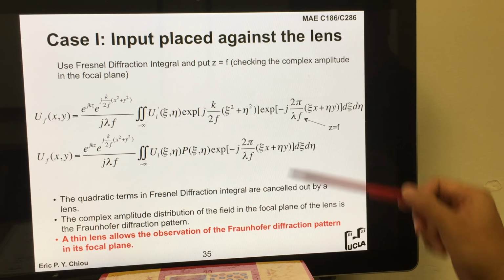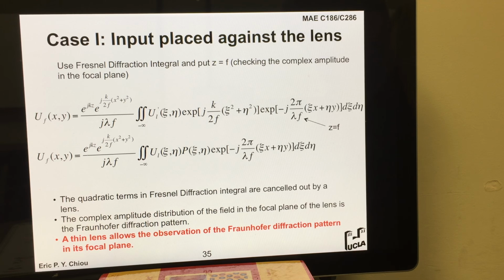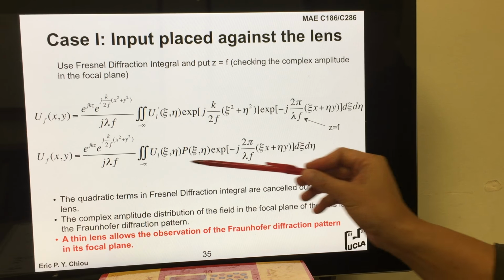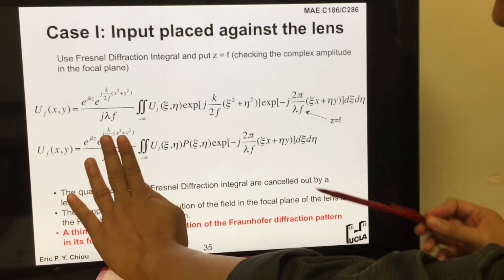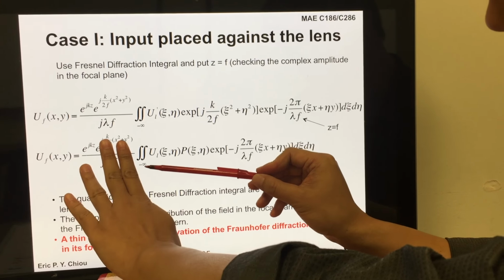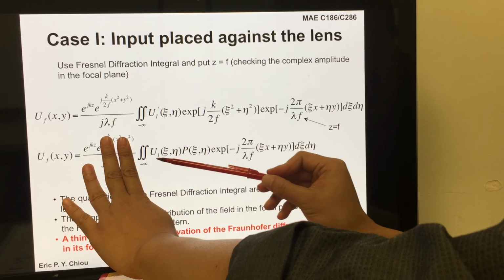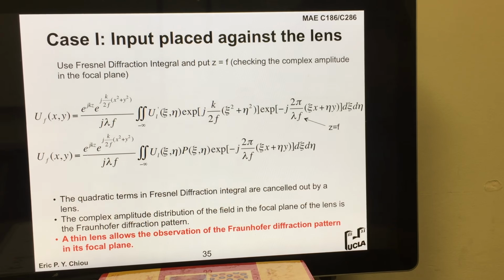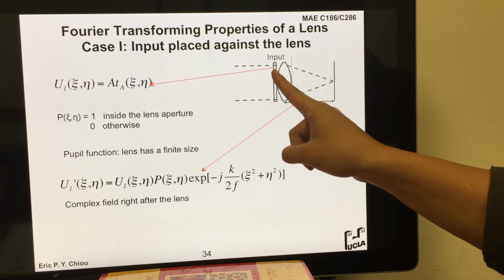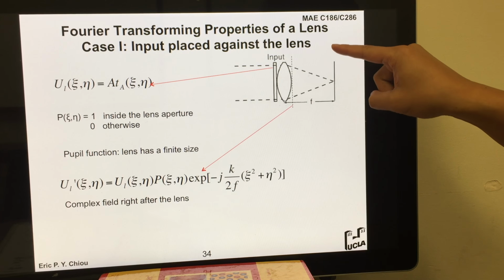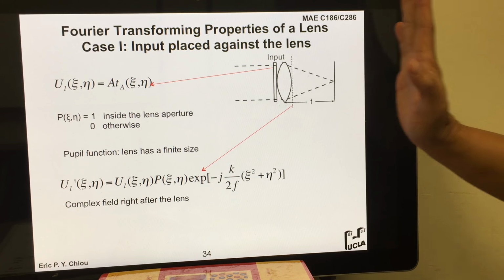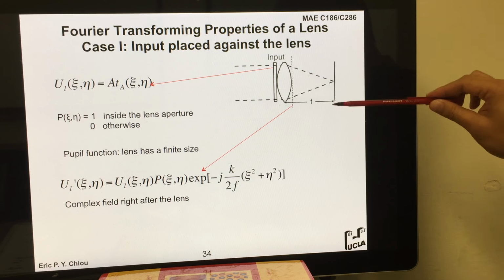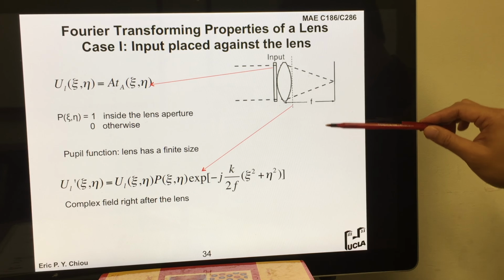Now, this is f, this is f. So what this means is that at the focal plane, the pattern you're going to see is the Fourier transform of the image in front of your lens. Whatever image you put in front of the lens, its Fraunhofer diffraction pattern will be shown here. You don't have to go a distance pretty far away. You can see the Fraunhofer diffraction pattern at its focal plane, which is quite nice, right?